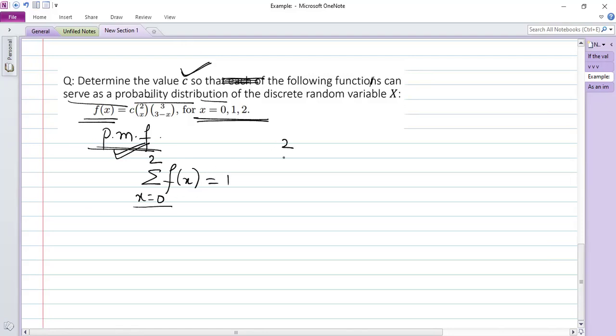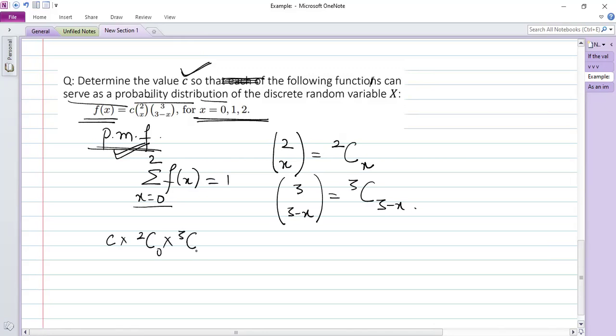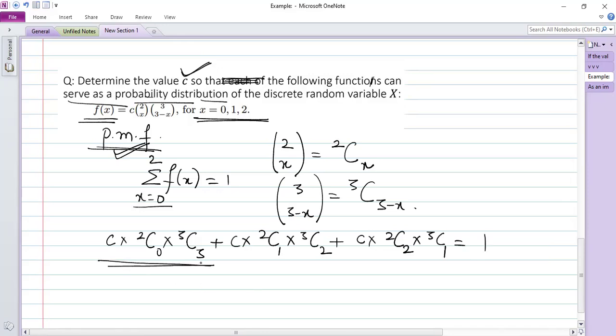And here, this symbol is actually nothing but 2Cx, and this symbol is 3C(3 minus x). So we have C times 2C0 into 3C3, plus 2C1 into 3C2, plus 2C2 into 3C1, and that must be 1. So what is this value? Actually, this value is nothing but f at 0. You put x equal to 0 here. And what is this value? It is nothing but f at 1, where we put x equal to 1, wherever x is replaced by 1. And what is this value? It is nothing but f at 2.